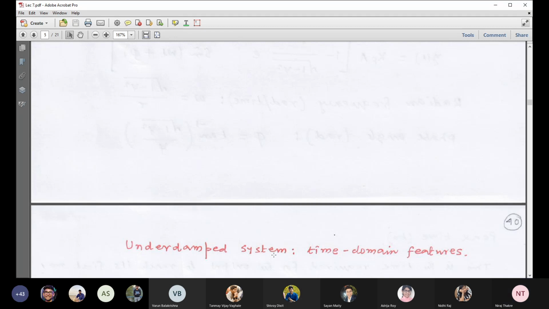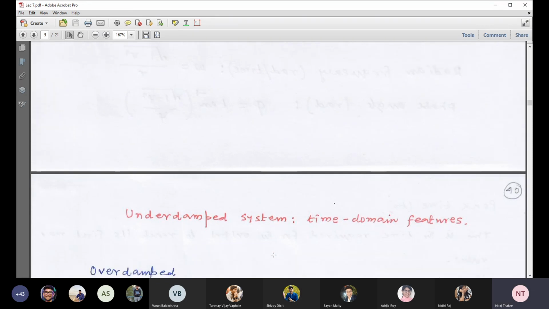Fine. Now our next topic is underdamped system time domain features. Our next title is underdamped system, and we want to study some time domain features.